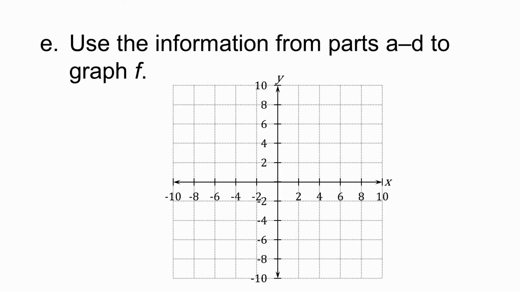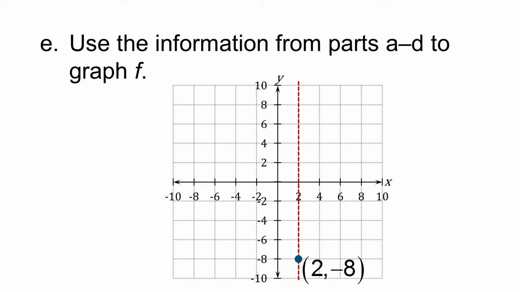Part E. Use the information from parts A through D to graph f. Recall that because a is greater than 0, this parabola is concave up, and the vertex is the lowest point. The vertex is at 2, negative 8. Plot this point first. The axis of symmetry is the line x equals 2. Draw this in like so.